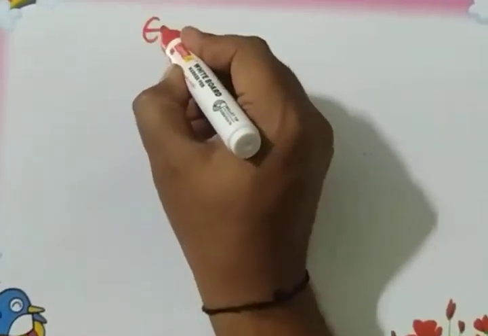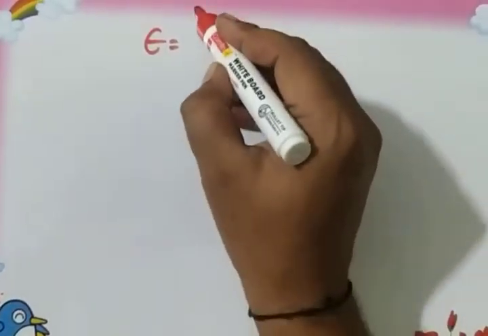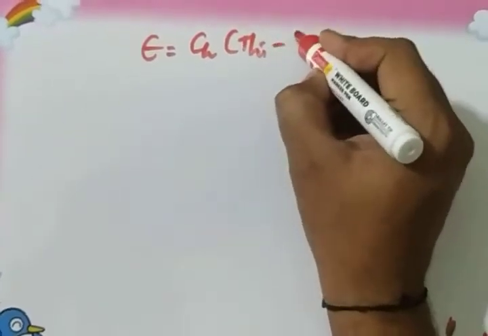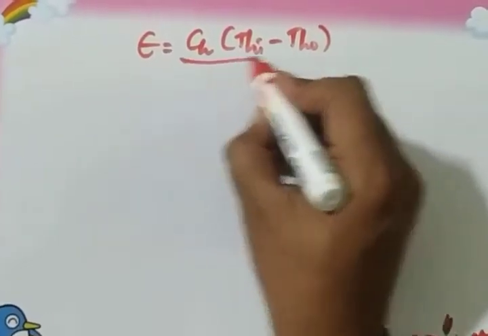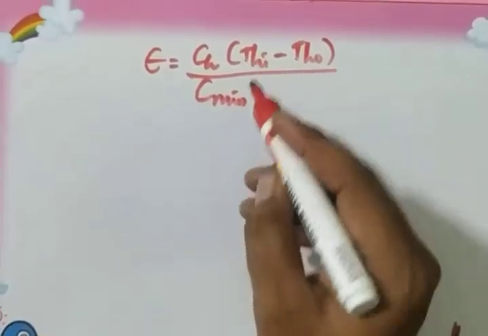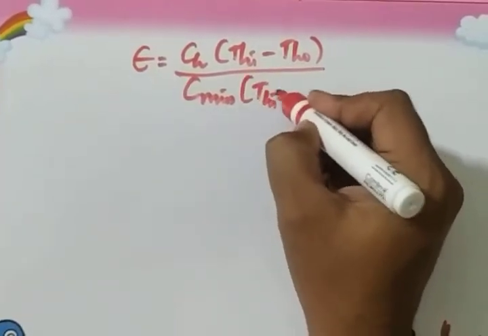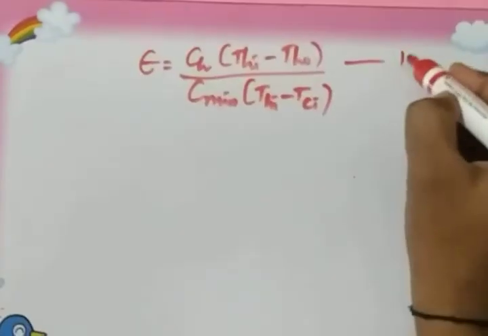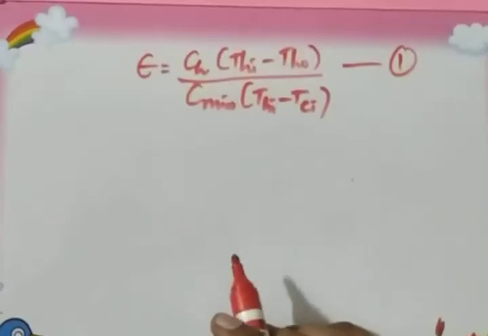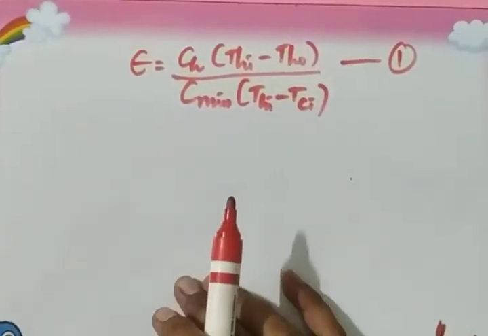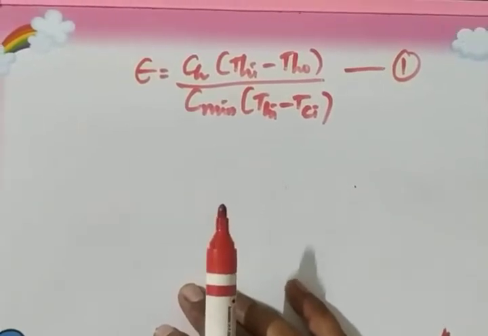Okay, considering now equation 1, that is effectiveness based on hot fluid. We have written it as CH into THI minus THO, which is the actual heat transfer, to that of maximum possible, given by Cmin into THI minus TCI. Correct? So this is what we have written already. Now I told you from this expression we are going to rearrange and obtain the expression for outlet temperature of the hot fluid. Now let us do that.